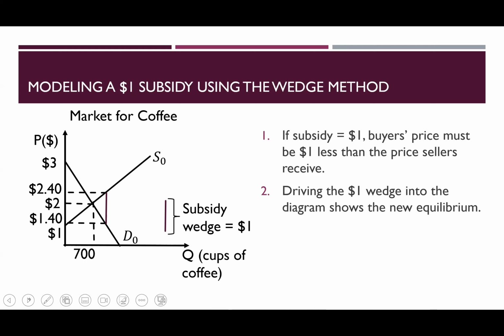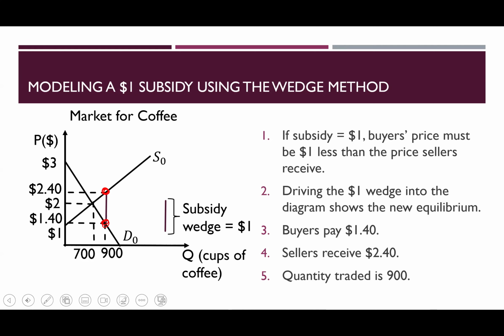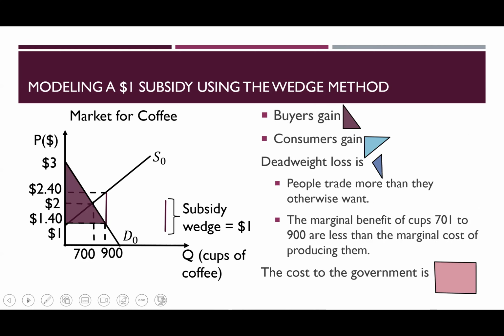So the price that sellers receive, as we can see by where the wedge hits that supply curve, goes up, and the price that consumers pay goes down, as we can see based on where that wedge hits that demand curve. So consumers pay $1.40 for a cup of coffee rather than $2 as they did in equilibrium, and sellers receive $2.40 rather than just $2. So that is increasing the quantity traded to 900 from 700.